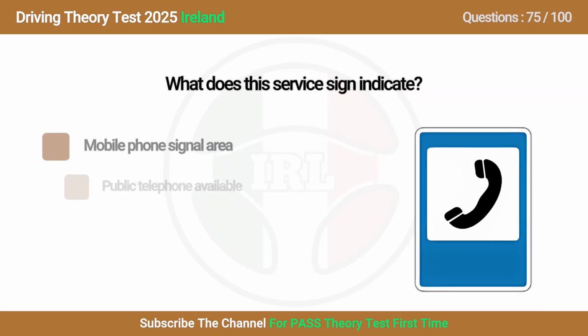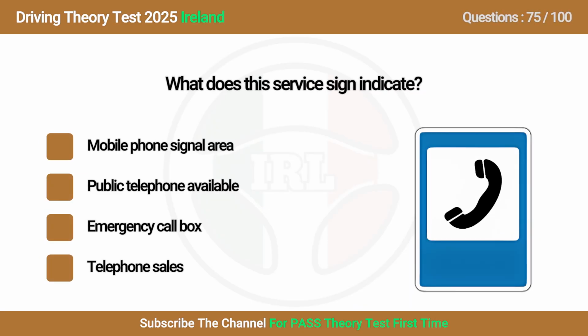Question 75. What does this service sign indicate? A. Mobile phone signal area. B. Public telephone available. C. Emergency call box. D. Telephone sales.